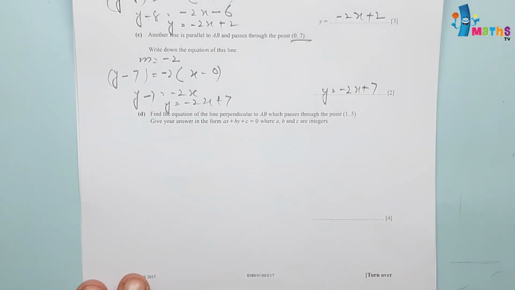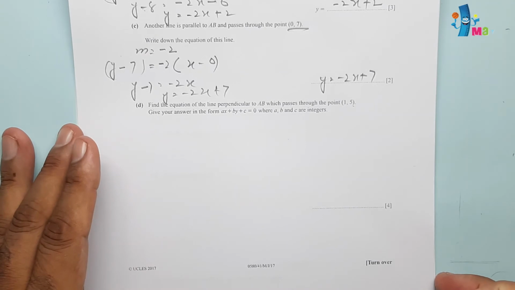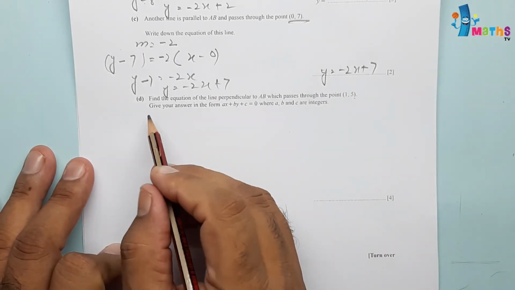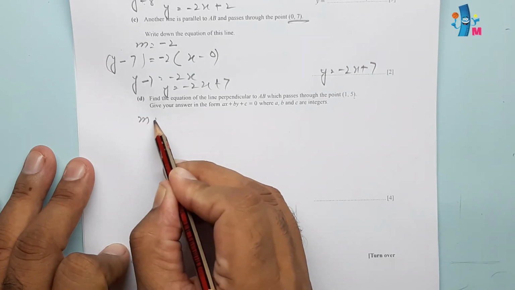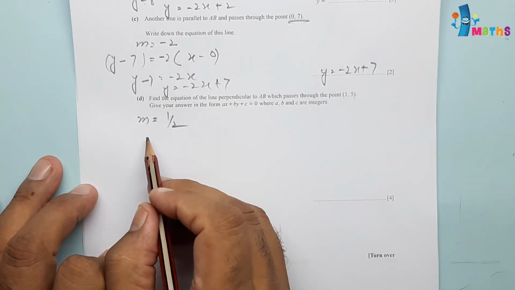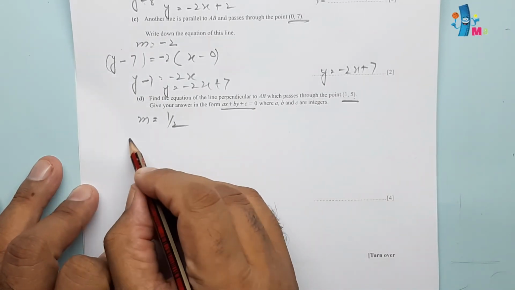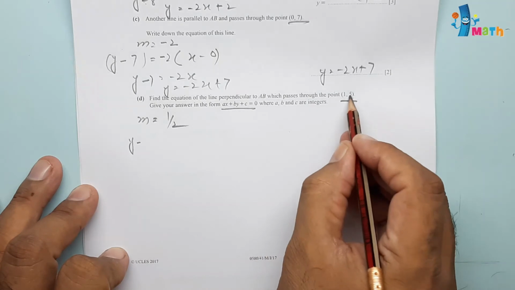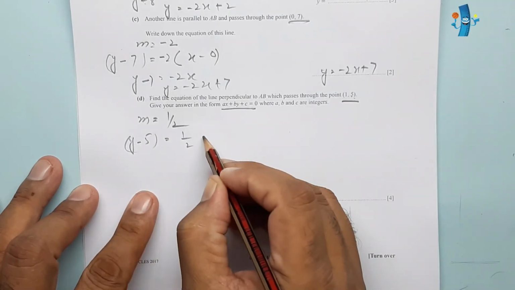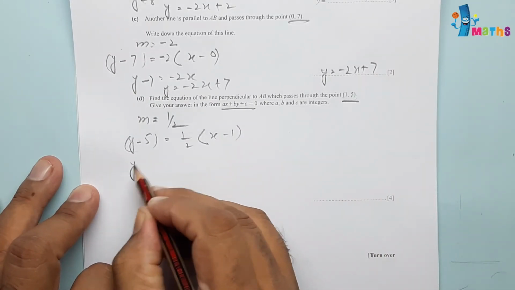Now D part, find the equation of line perpendicular to AB. So for a perpendicular line, we know that it will be the reciprocal and change sign. So m will be equal to 1 by 2, and we have to give it in this format. Point is (1, 5). Again we'll apply the same formula. y minus y1, which is 5, is equal to m, which is 1 by 2, into x minus x1, which is 1. Now we can open the bracket.